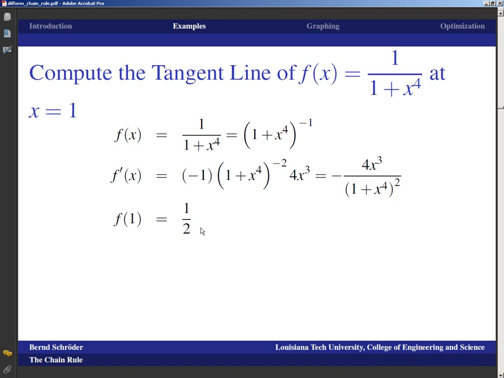Negative f of, not f prime. We have f of 1 first, and f of 1 is 1/2. Yes, sure, because that's 1 over 1 plus 1.